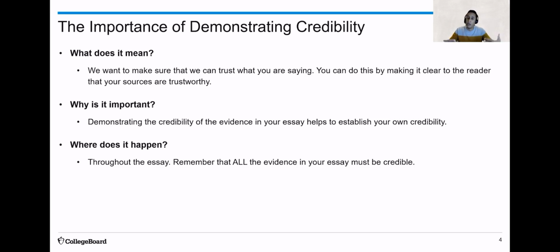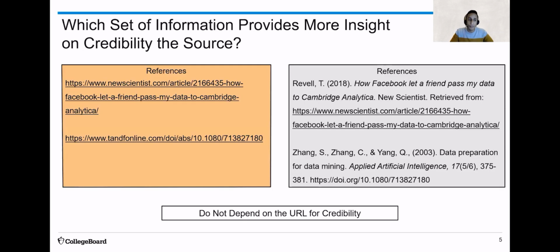So remember, you currently are only a high school student, right? So we want to make sure that we can trust you in spite of being a high school student. And you can do that by having these very credible sources. That's what helps us trust you. And this is going to happen throughout the essay. Remember that all of your evidence in your essay must be credible.